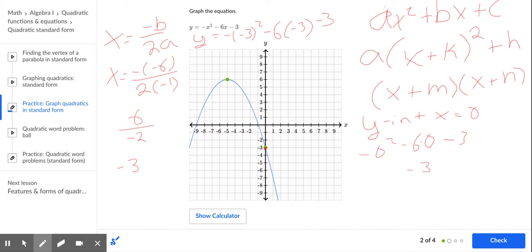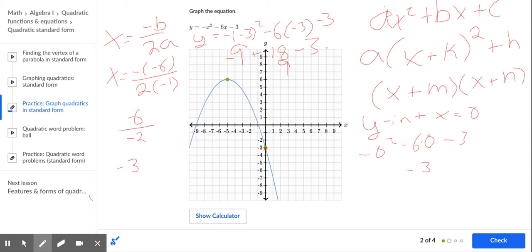So I have -3 squared is +9. So I have -9, if that makes sense. So I have this is 9, minus 6 times -3. So -6 times -3 is +18. So right now I have -9 plus 18, because a negative times a negative is a positive, minus 3. And if I put that into my calculator, I'm going to get 6.